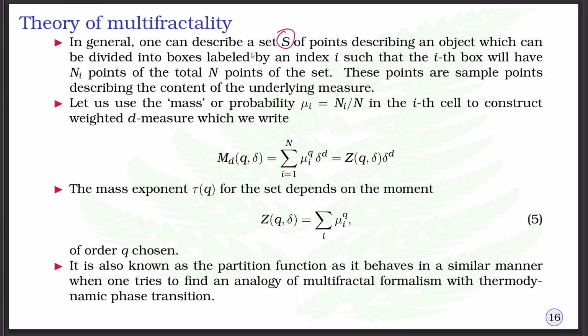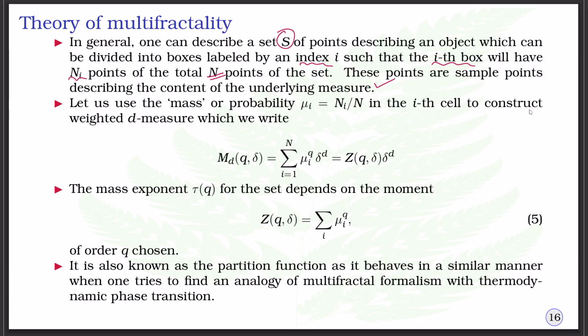So, I have the set S, and I can divide this set into boxes such that the ith box has ni points from the total number of points n. These points are sample points describing the content of the underlying measure. Now, let us use the mass or probability mu i defined as ni by n. That means the density, mass or probability of the ith box is defined as mu i equal to ni by n.